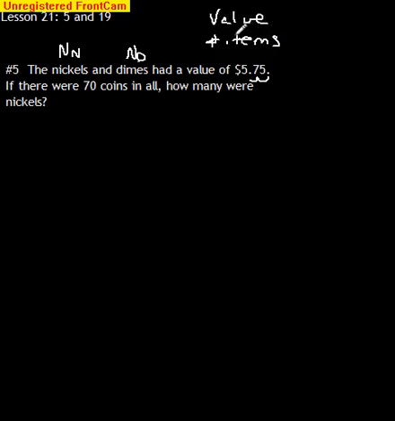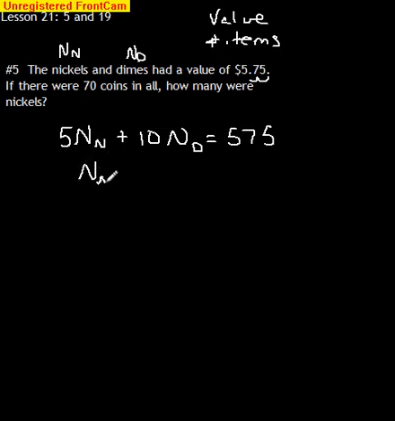So let's do our two equations. The nickels and dimes add up to $5.75. We move our decimal point over so we don't have to deal with decimals. So instead of 0.05, we just say 5 times the number of nickels plus 10 times the number of dimes equals 575. And then we have our number of items. We just counted the coins on the table. The number of nickels plus the number of dimes, without any value, would equal 70.